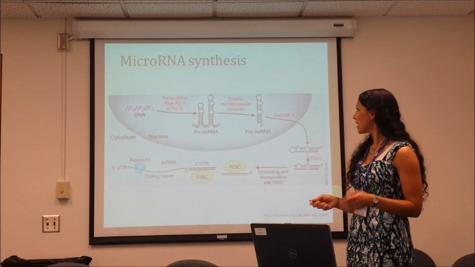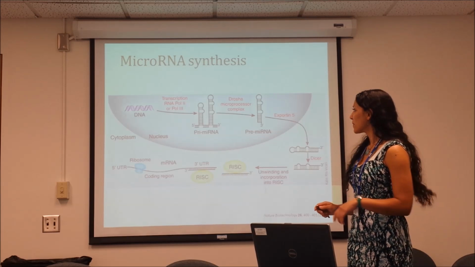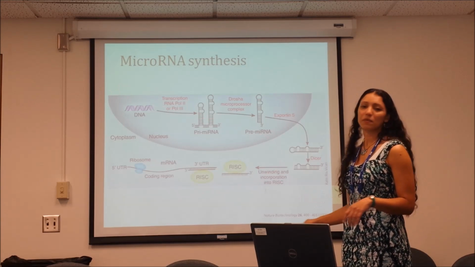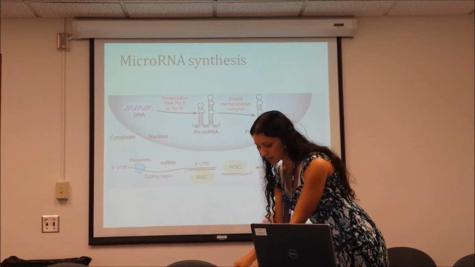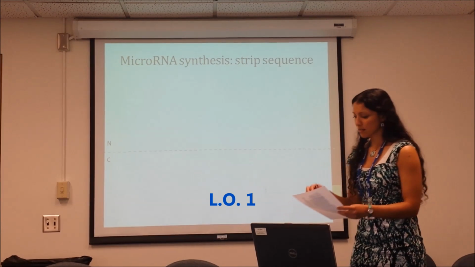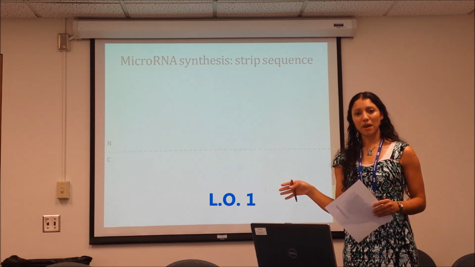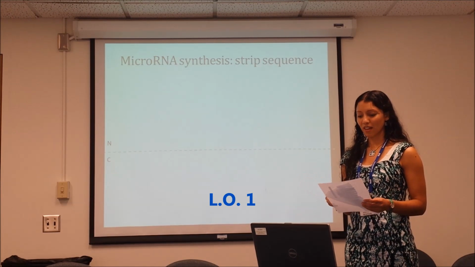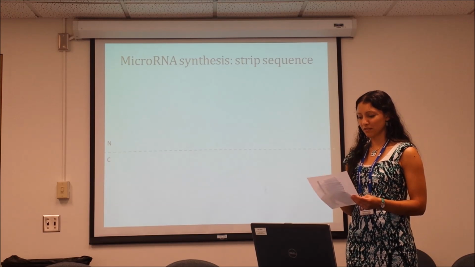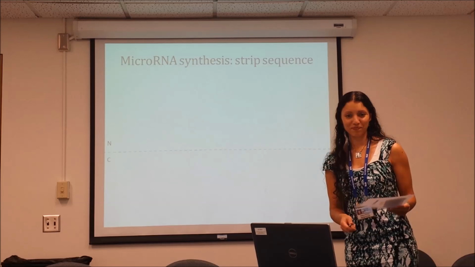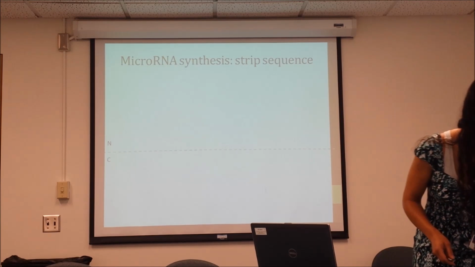I want to now do an activity with you. We're going to go over all the steps we just learned. What I have is a strip sequence that has all the different components of the pathway and the enzymes. What I want you to do is to put them in order, and then we're going to discuss them all together afterwards.